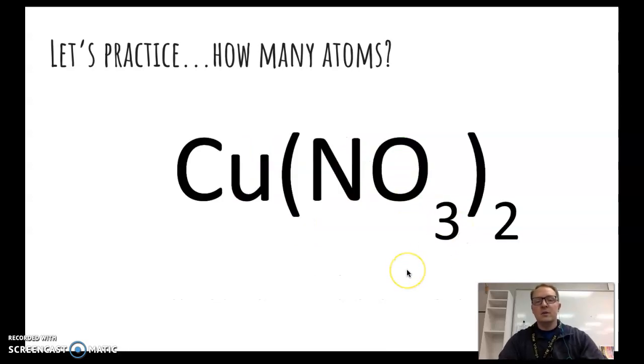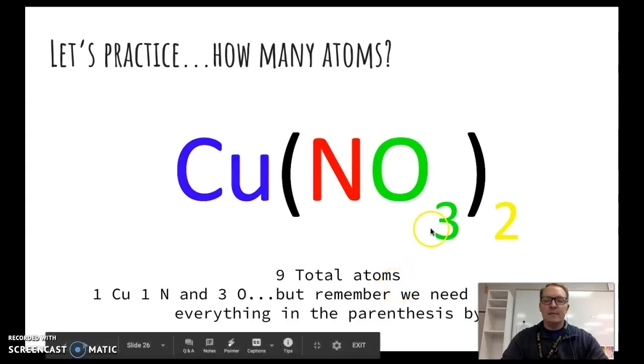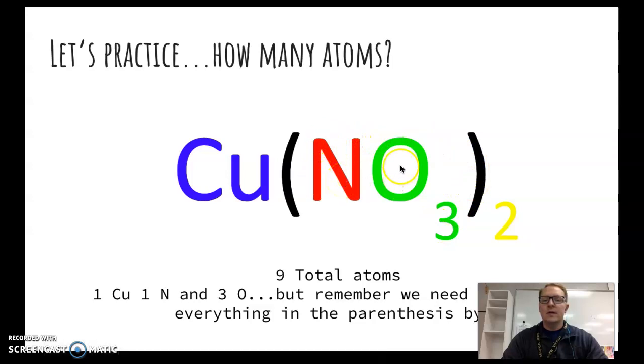All right, here's another nasty one. Pause it if you need to. How many are there? We've got 9 total atoms. Start with the parentheses. We've got 1 nitrogen and 3 oxygen. So that's 4 atoms inside the parentheses, multiplied by 2. 4 times 2 is 8. And then this one copper over here that's not in the parentheses, that's what brings us up to 9.